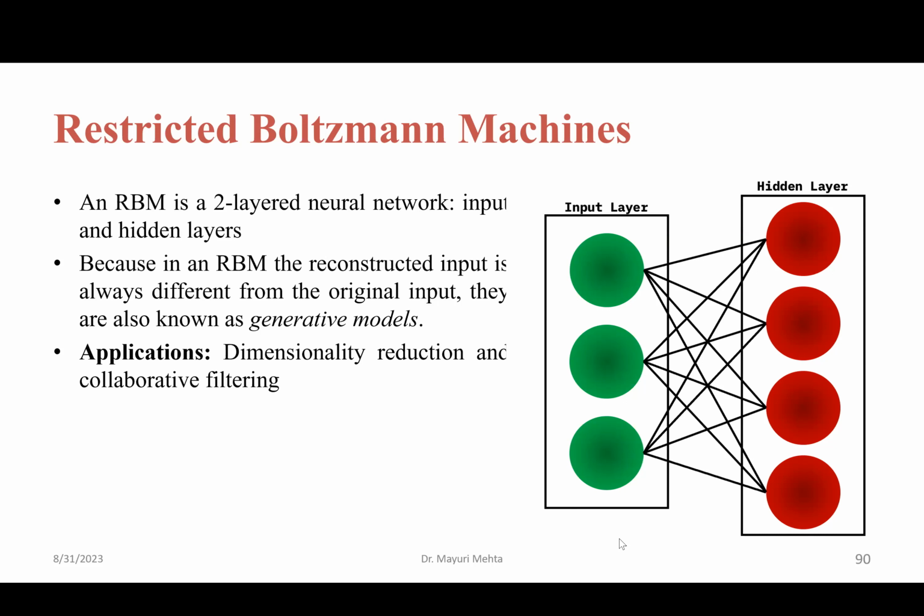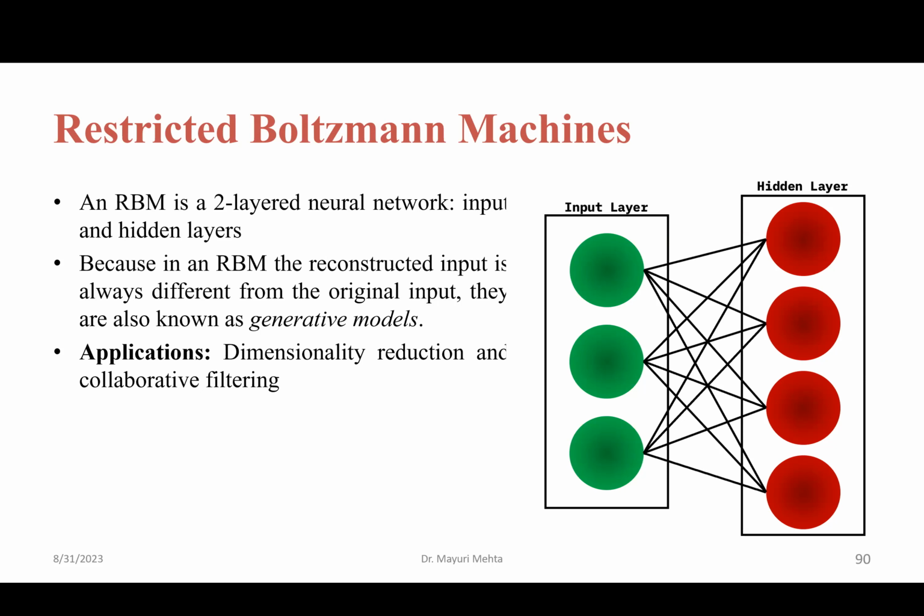So the same is the case here. This RBM is a non-deterministic model, while autoencoder is a deterministic model. So that's the difference between autoencoder and this RBM. And the use of this RBM is in dimensionality reduction and collaborative filtering. So wherever we use unsupervised learning, we use these models.